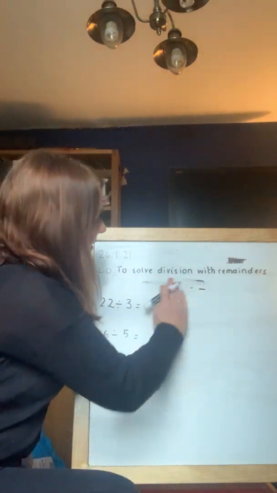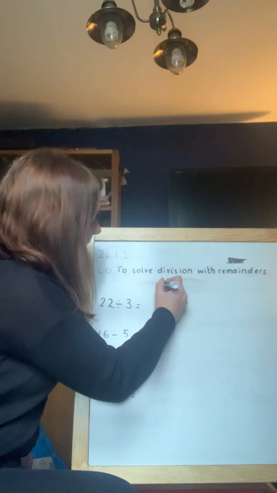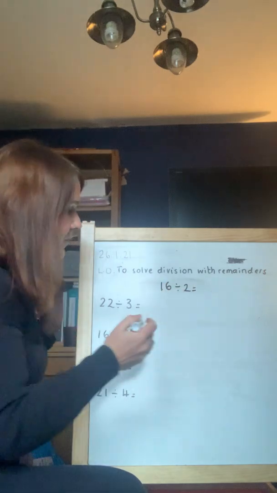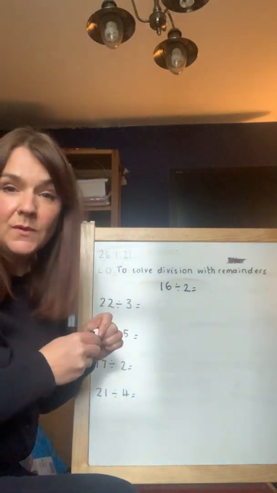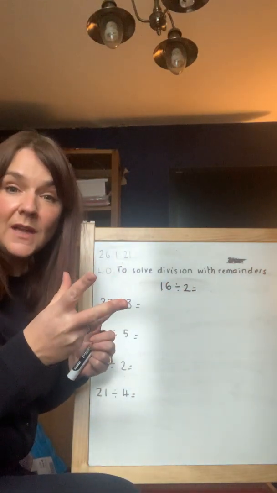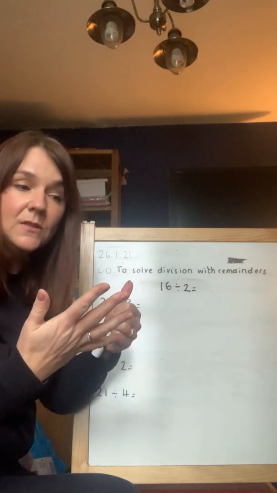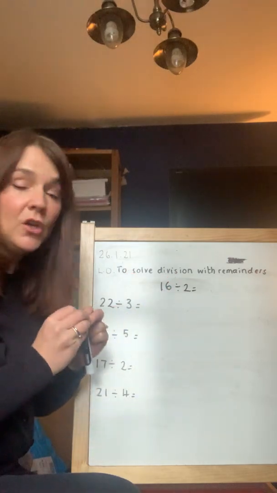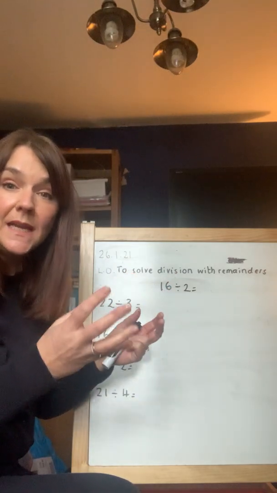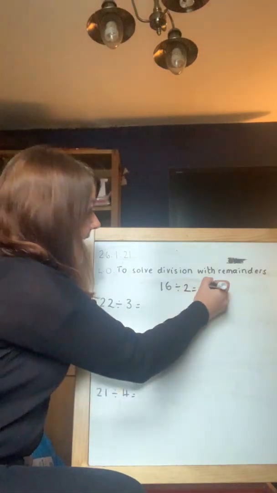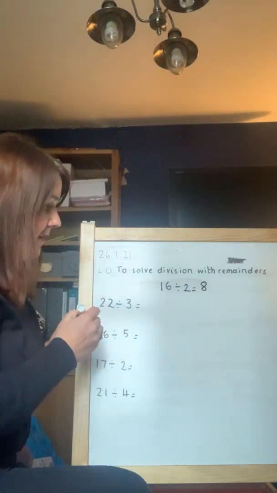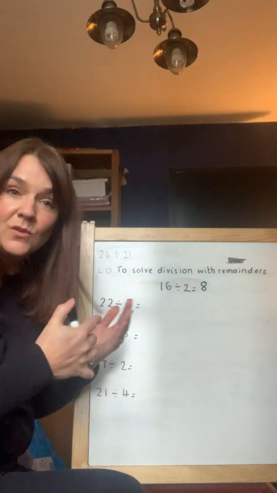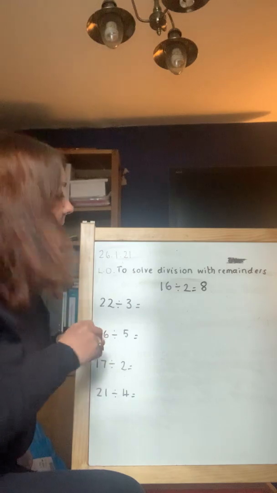Okay, let's try another one. 16 divided by 2. Using my 2 times table, 1 2's a 2, 2 2's a 4, 3 2's a 6, 4 2's a 8, 5 2's a 10, 6 2's a 12, 7 2's a 14, 8 2's a 16. So if I divided 16 into 2 equal groups, there would be 8 in each group. So if you had 16 sweets and you shared them with your sister or your brother, you should have 8 each.